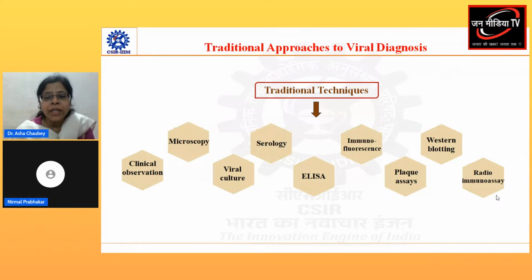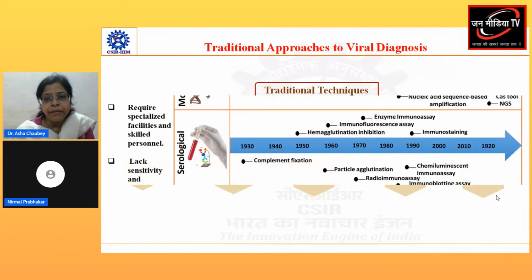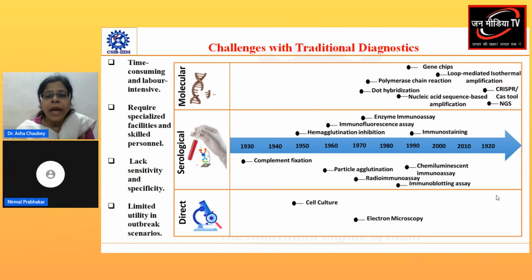So, in the traditional approach, we have been using clinical samples for clinical examination, microscopic serology studies, ELISA techniques, immunofluorescence, Western blotting, and all. So, we have been using these traditional approaches to diagnose the causative agent like RNA viruses. And what are the challenges behind this?